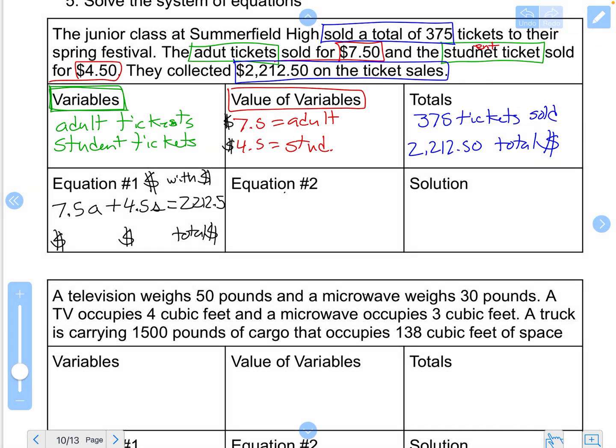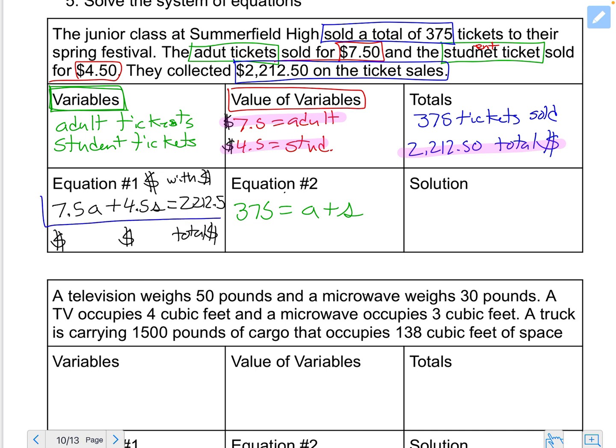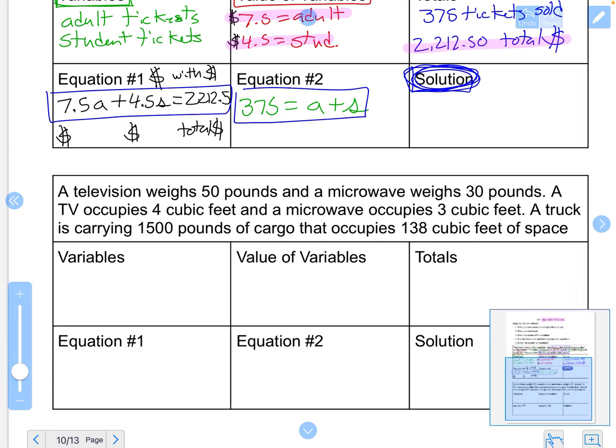So once I have used this, and this, I'm now left with three things. I'm left with the total tickets sold, so 375 equals, and they sold two types of tickets, A plus S, adult plus student. So now we have two equations that we can solve to find a solution. Today, we're really not going to focus on the solution because we've spent a week and a half working on solutions. If you really want to, you can use those two to find your solution, and then you can check it with the completed class notes.